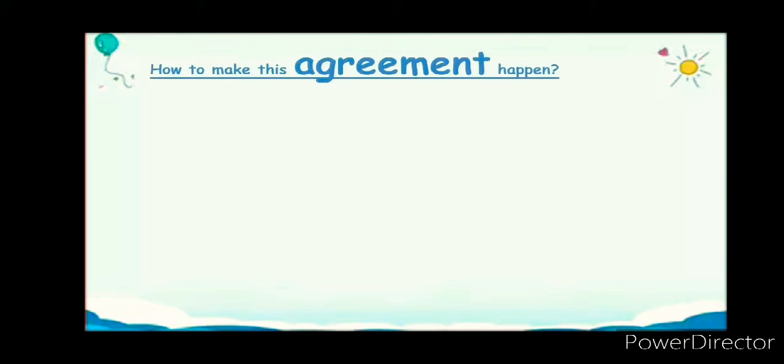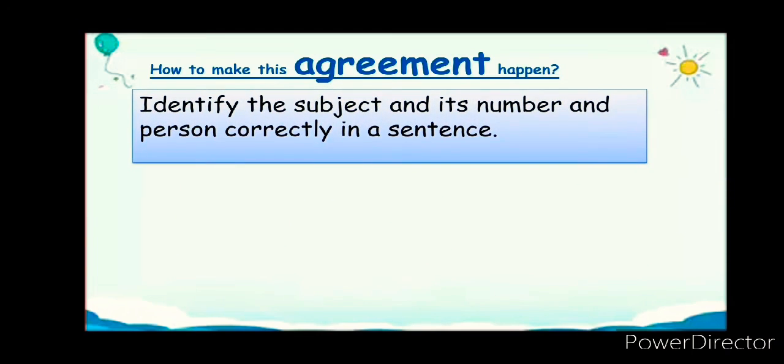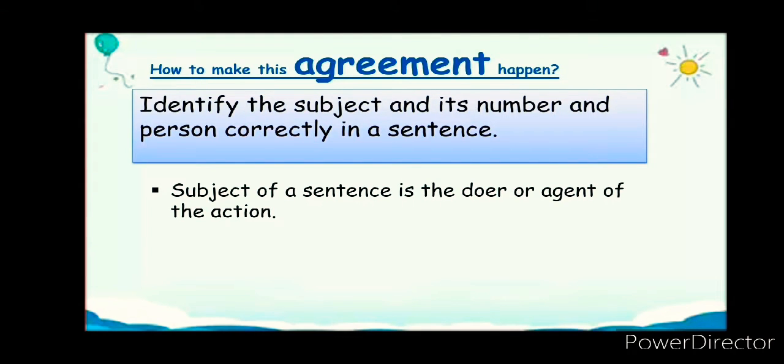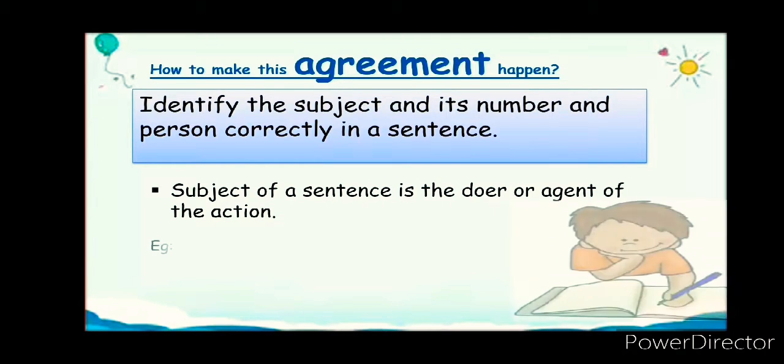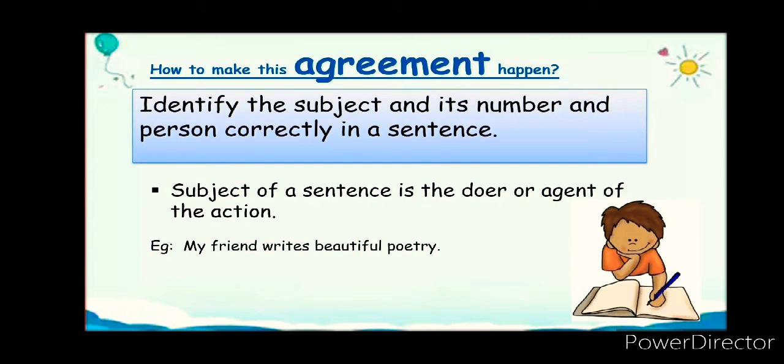How to make this agreement happen? The solution lies in the identification of subject and its number and person correctly in a sentence. Subject of a sentence is the doer or the agent of the action. For example, my friend writes beautiful poetry. Here, the subject is my friend, who is the doer or the agent of the action, writes.